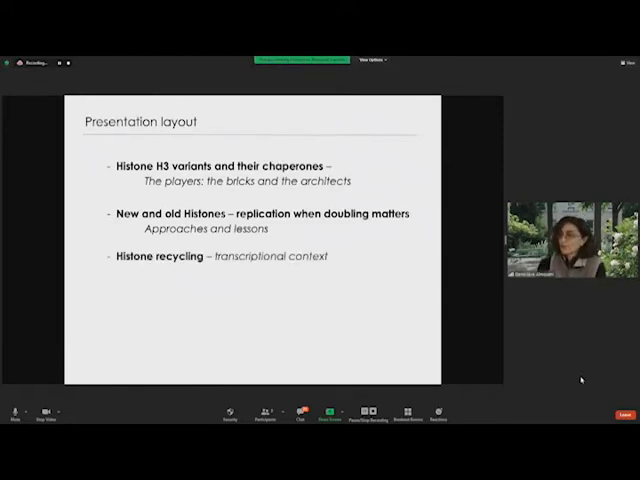Then I will move to the issue of histone recycling, which we will have already touched on with replication, but now in a transcriptional context. And then hopefully we can sum up what we learn and what we wish to learn, and how this can help us better understand their importance and dynamics in the context of cell fate.